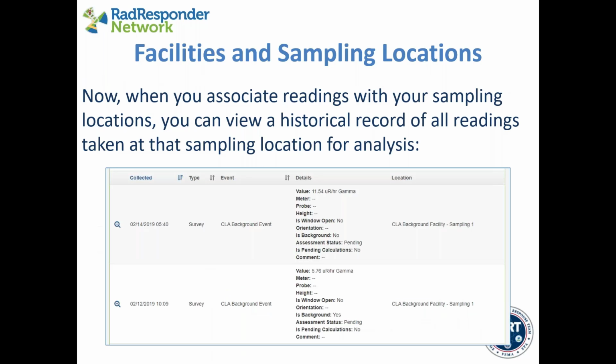The benefit of having these sampling locations associated with your facilities is that you can now associate the readings that you're collecting with those sampling locations. This will then allow you to view a historical record of all the readings taken at that sampling location for analysis. So you can see trends and any anomalies, which is what you're seeing in this image.